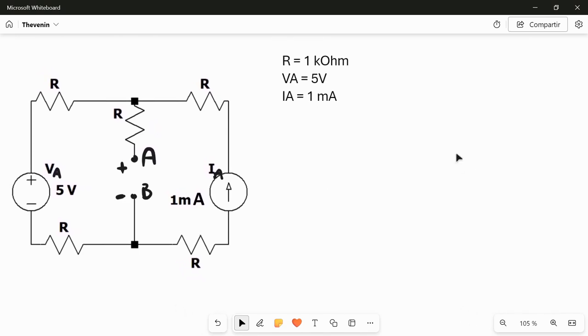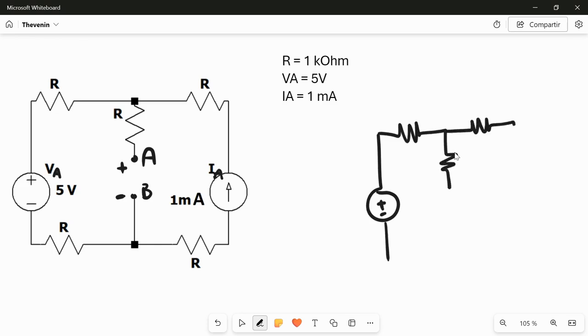We draw again the circuit, and we have the voltage source, resistor, open circuit. Then on this side, resistor, cable, resistor, open circuit. So the contribution of VA is actually very simple. We don't have any current flow in these branches. So basically, if this battery is 5 volt, we will have a difference of 5 volt between all this point and this point.